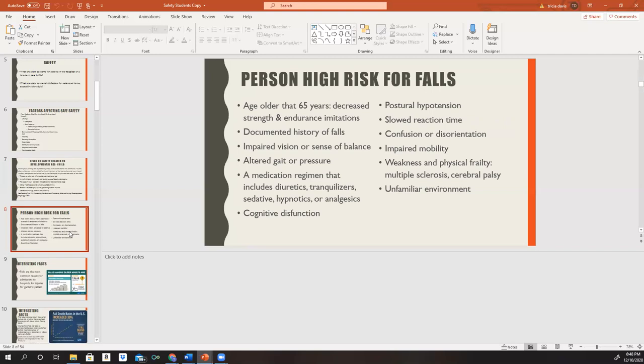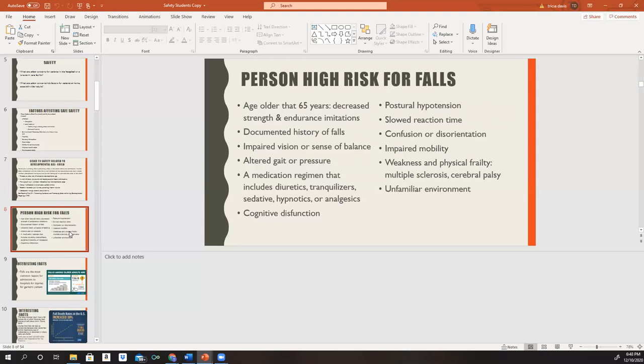Altered gait or altered pressure. So if you have any problems, if you have a leg injury or maybe you have a prosthetic leg, anything that could alter your gait puts you at risk for having a fall.